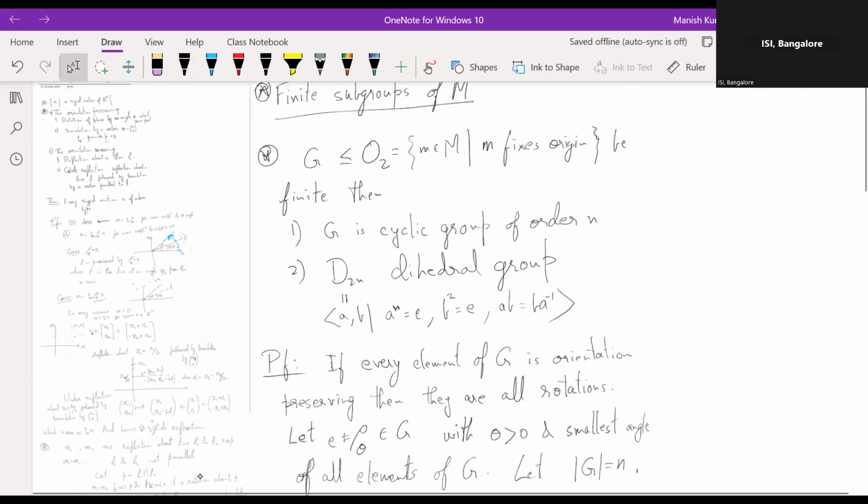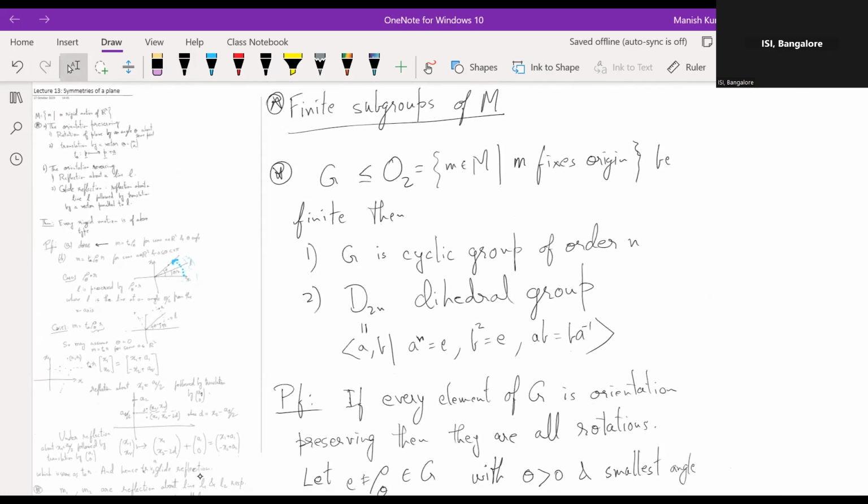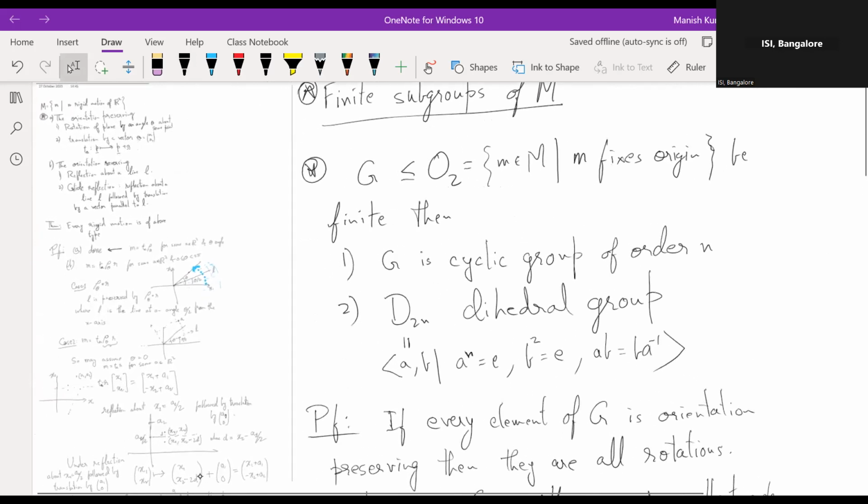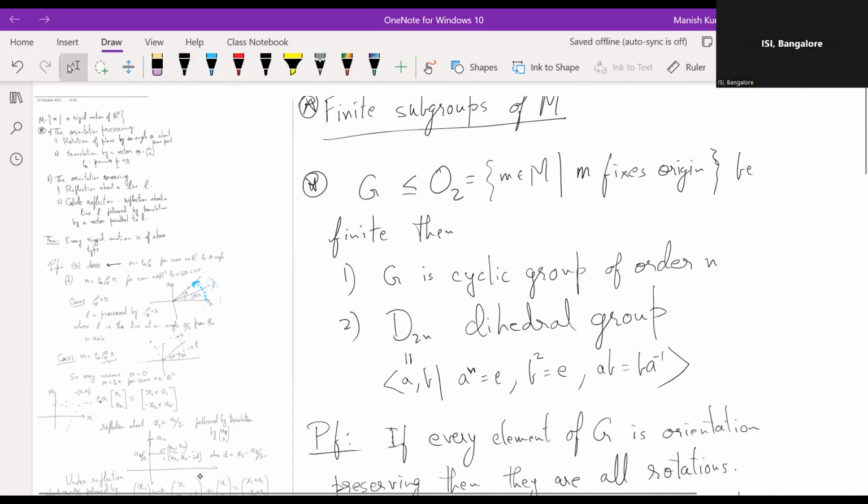Okay, so now we will study finite subgroups of this group M of all isometries of R2. Today we'll study this, and next time we will do something else. Let's see how far we go.